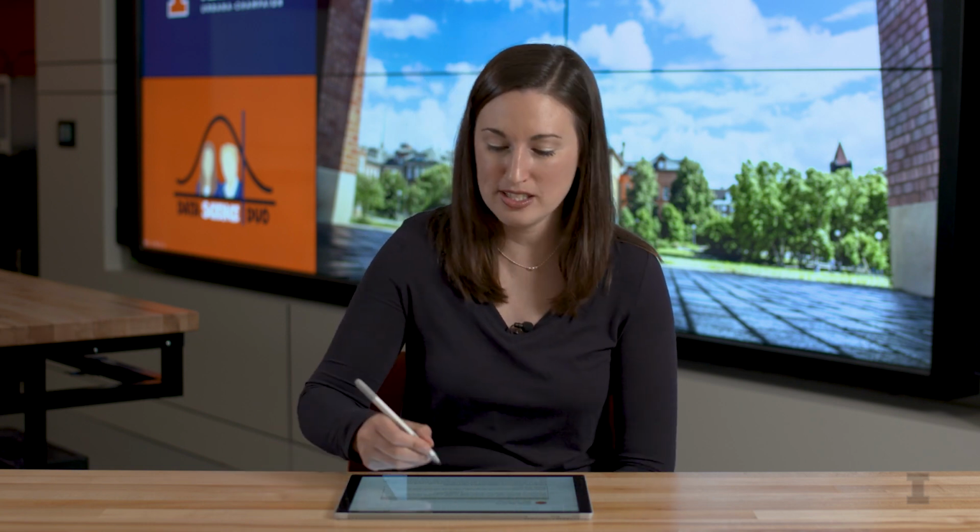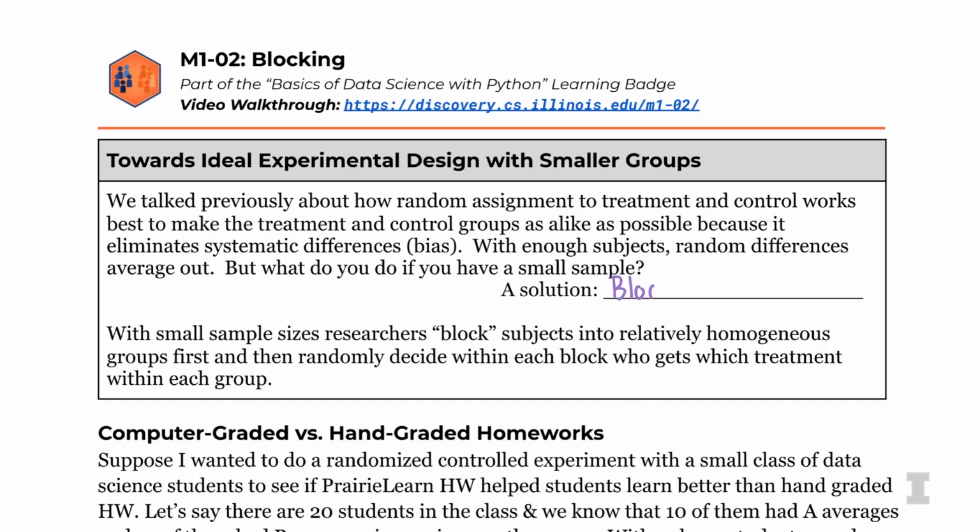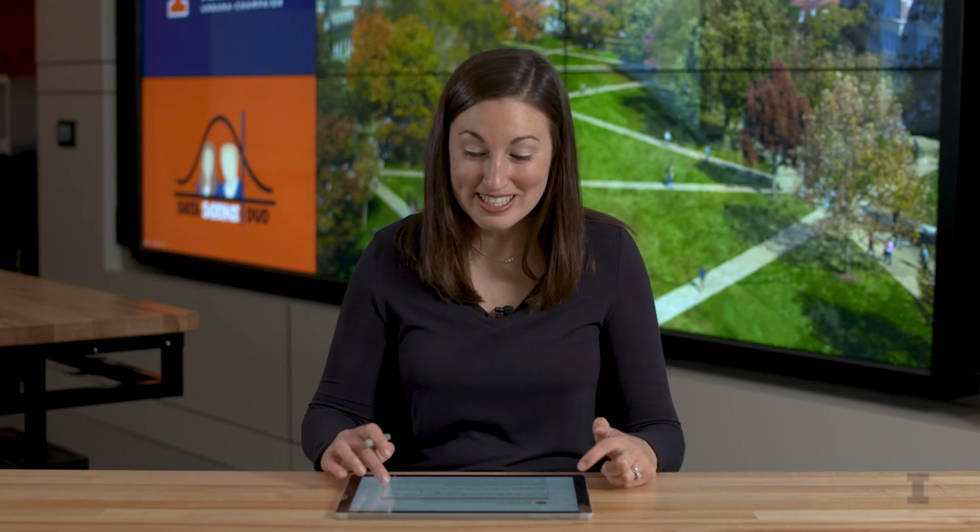So, a solution to fix that problem is to look at something called blocking. Blocking is a statistical technique that is used with small sample sizes where researchers will block or divide their subjects into smaller, more homogeneous subgroups first, and then randomly divide who gets the treatment within each of those blocks. So I think this is definitely best explained through an example.